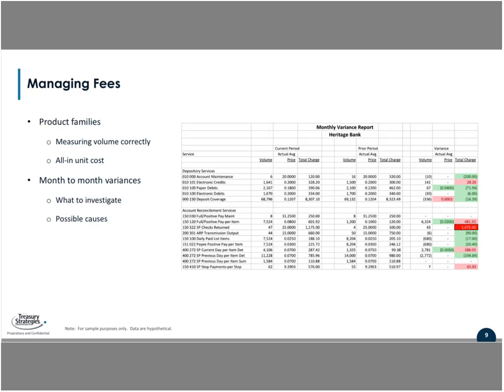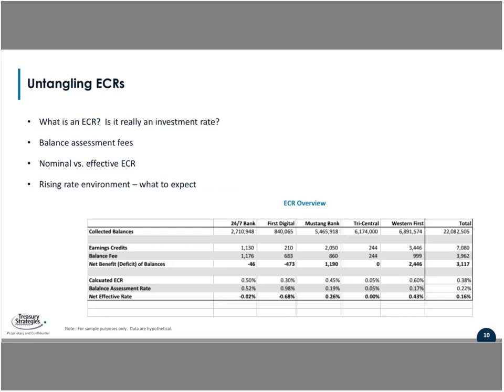So you might ask yourself, did something happen in one of the businesses that caused more return items and caused you to spend an extra $1,000? Again, great insights here. The next page helps us untangle the earnings credit rates.